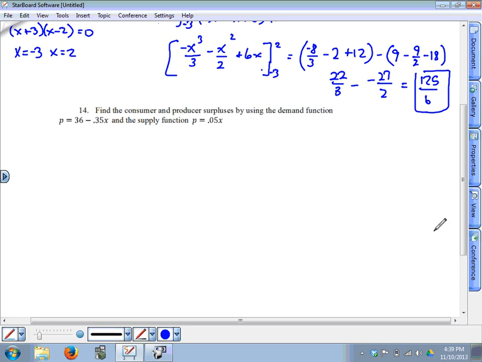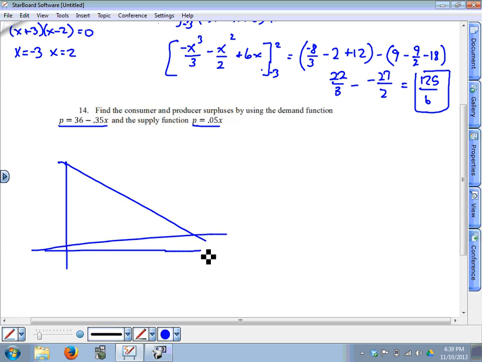Okay, consumer and producer surpluses. We've been given a demand function here and a supply function here. Consumer and producer surpluses is a lot like the problem we just did. It's finding the area bounded between two curves. We have to have the bounds of integration. Just a rough sketch of what's happening here. We have the demand function here, the supply function.